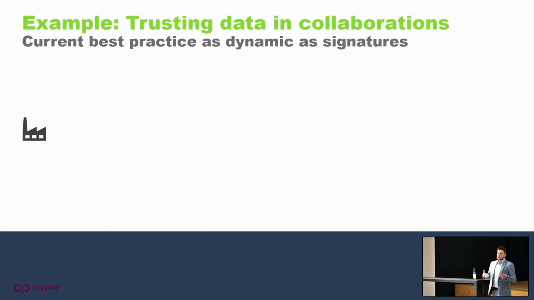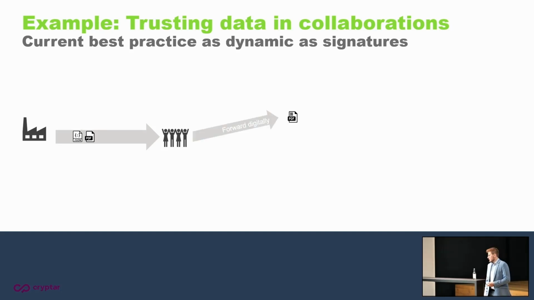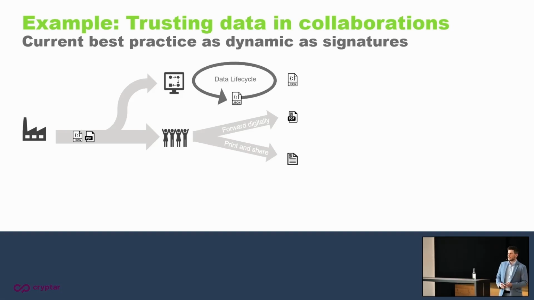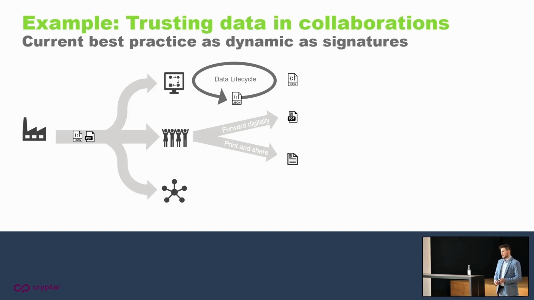If I want to share data as an organization, I send it to my users. It's either in JSON or PDF format, for instance. So now those users can forward it digitally, or they could even print that information. In many cases, we also hand the data to processes where they're automatically being processed. Or in other cases, we're also leveraging blockchains to share the data.